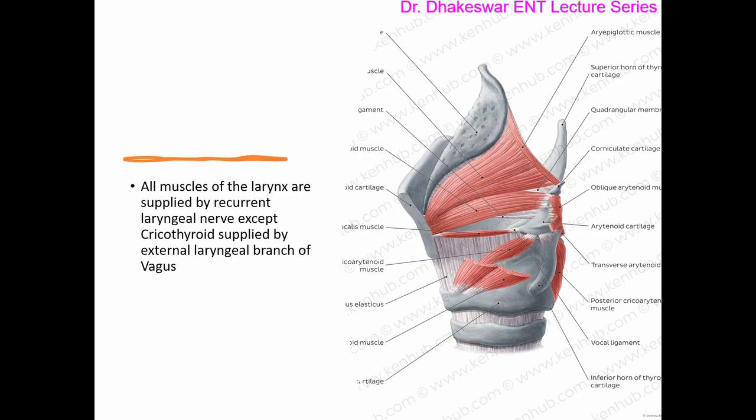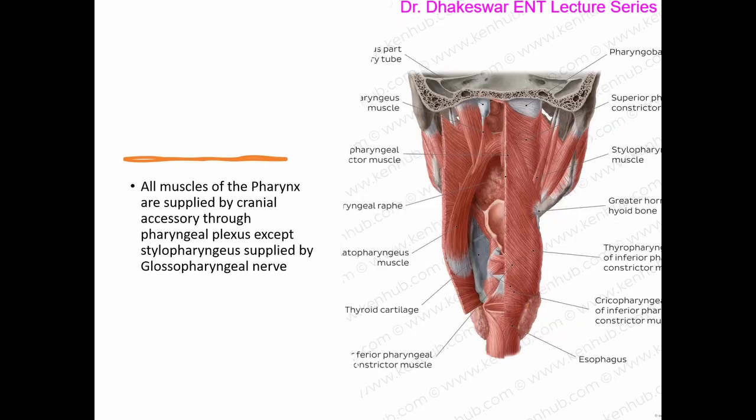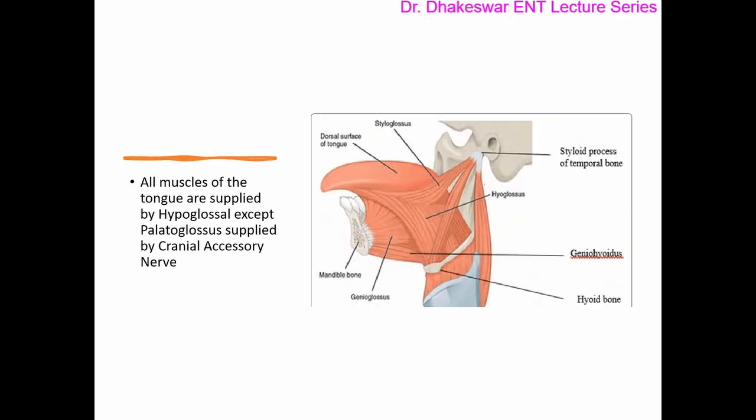All muscles of the larynx are supplied by the recurrent laryngeal nerve, except cricothyroid, supplied by the external laryngeal branch of the vagus. All muscles of the pharynx are supplied by the cranial accessory through the pharyngeal plexus, except stylopharyngeus, supplied by the glossopharyngeal nerve. All muscles of the tongue are supplied by the hypoglossal, except palatoglossus, supplied by the cranial accessory nerve.